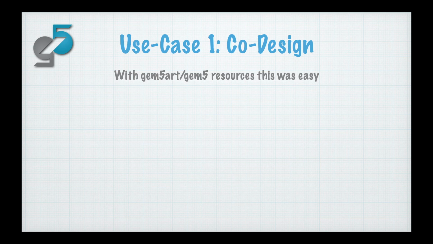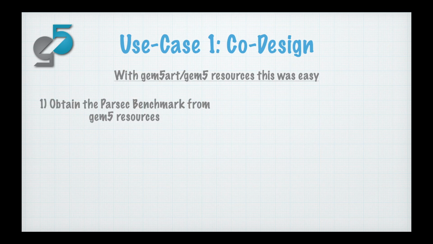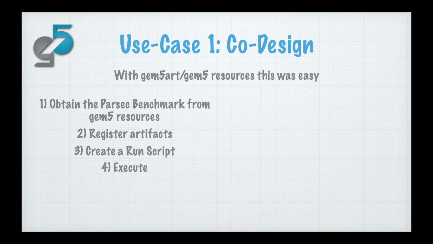But with Jam5art, this is all much simpler. It's really just a 5-step process. The first is you obtain the Parsec benchmark from Jam5 resources, which is a disk image containing the Ubuntu operating system and the Parsec benchmark. You then register the artifacts in the database. You create a run script, and then you execute. Once execution is complete, the results will be stored in a database, and from then you can query the database for the desired results.